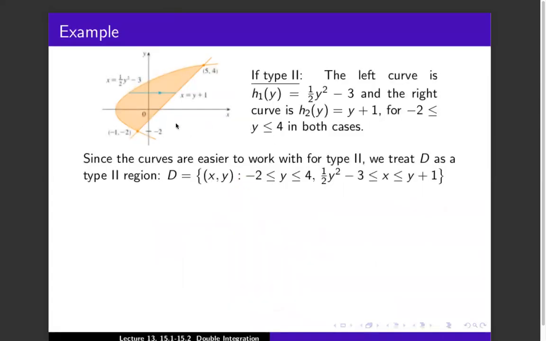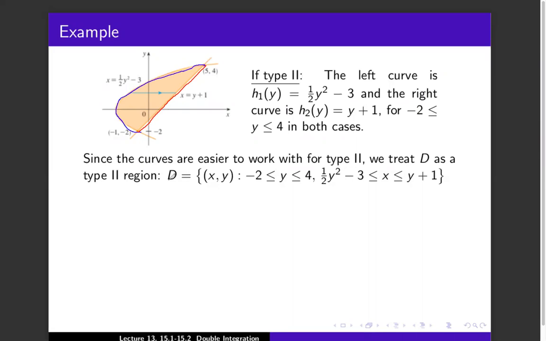If it's a type 2 region, then you still got a left curve and a right curve. The left curve, in this case, is this parabola, which now is smooth. The right curve, meanwhile, is this straight line segment. There are now no sharp corners in those different curves. So left curve h1(y) is 1/2 y squared minus 3, and the right curve is y plus 1. In this case, you have y going from -2 to 4. And again, you can work out what the algebra is by looking at the curves at the points of intersection.